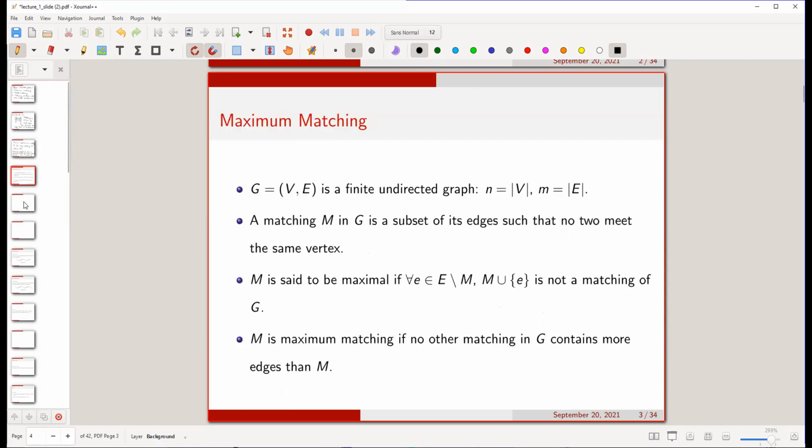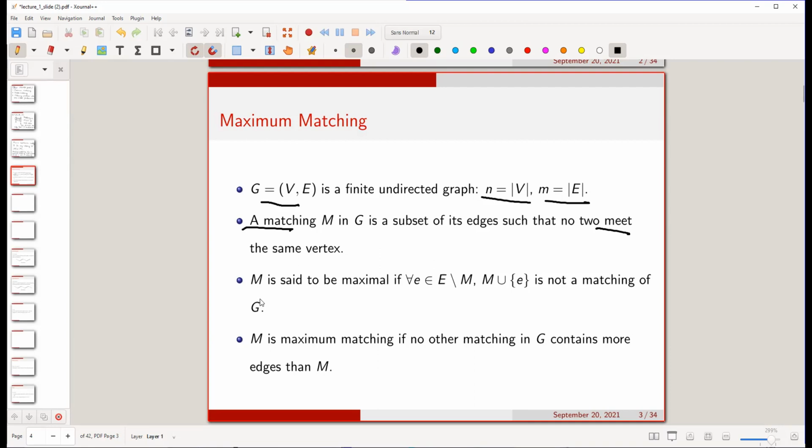Okay, I have also written it down here, so we can just have a quick look. So I said G is the graph, where N is the number of vertices and M is the number of edges. A matching M is basically a subset of the edges such that no two meet at the same vertex. By that I mean that each vertex has at most one edge from M incident to it.